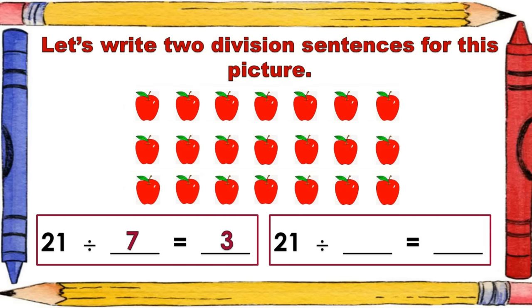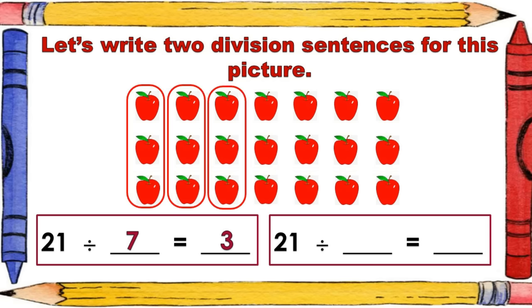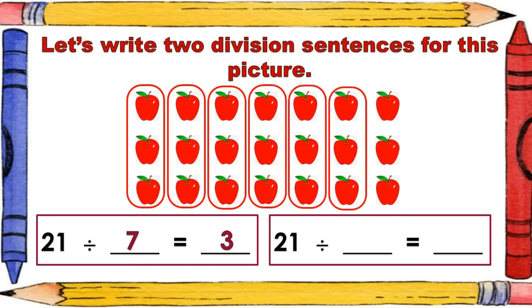Let's group the apples in columns. How many apples in each column? Correct, there are 3 apples in each column. And how many columns of apples? Correct, there are 7 columns of apples. So 21 divided by 3 equals 7. These two division equations are related.